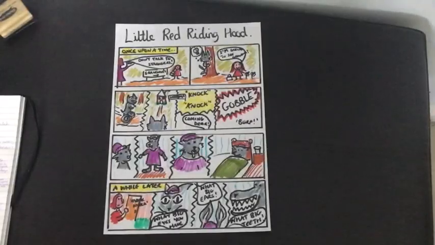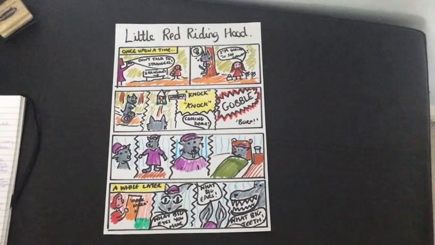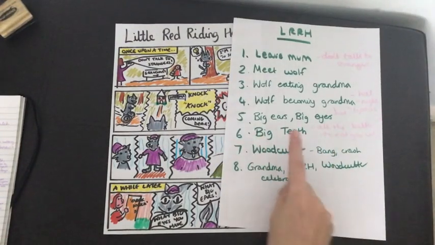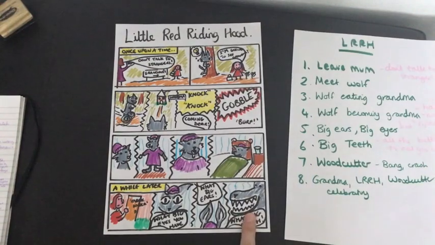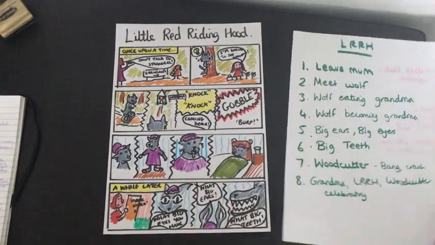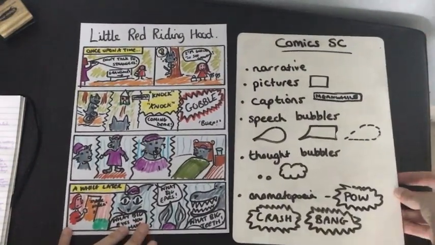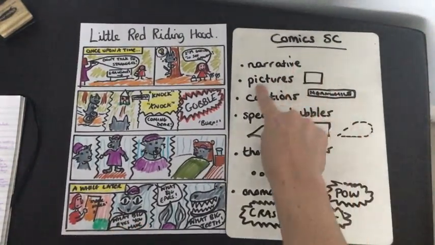So here's my finished first page. I've coloured it all in all nicely. I managed to get up to number 6, and that's pretty much it though, so I need another page for my second 2 points there. But let's have a look at our success criteria, and hopefully you can see how I've used lots of these things in here already.